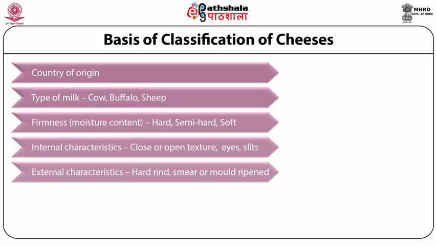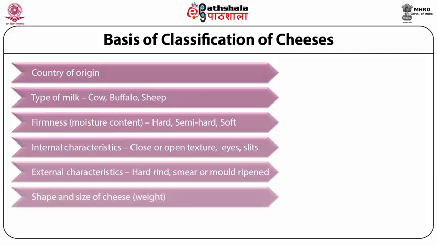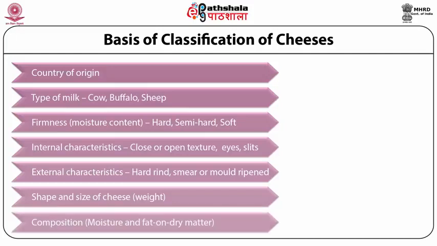Next criteria would be based on the shape and size of the cheese, and in this again the size will be depending on the weight which we will be taking in the block for pressing of the cheese. And finally, based on composition, because again if you see the legal, for example, Food Safety and Standards Act, you will see that two important criteria has been given.